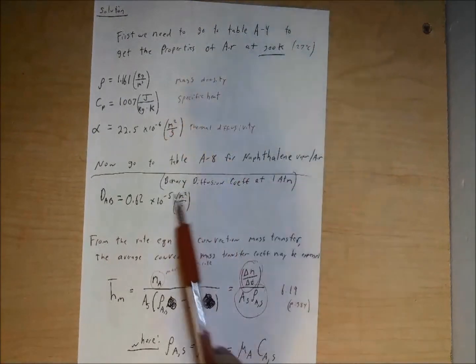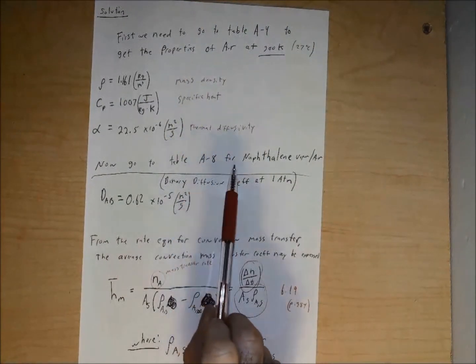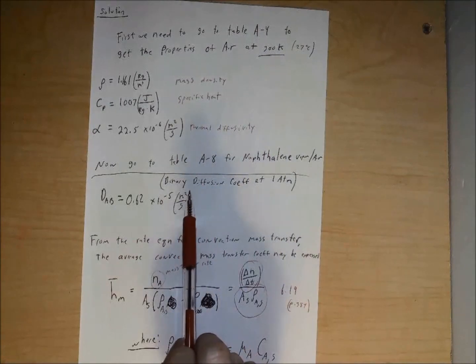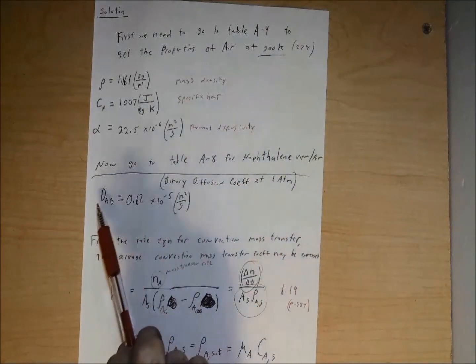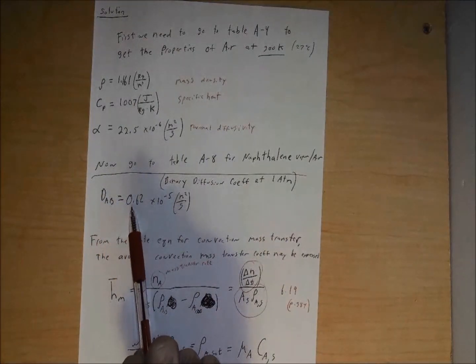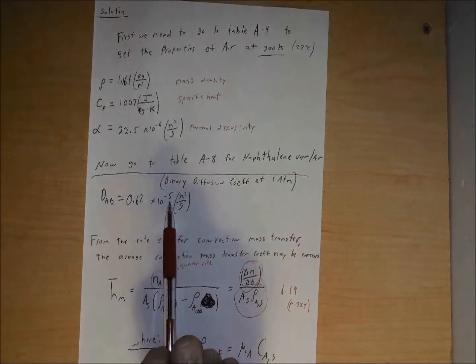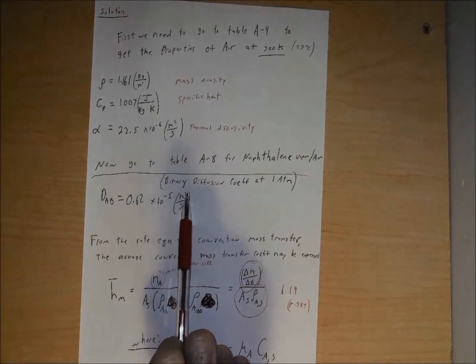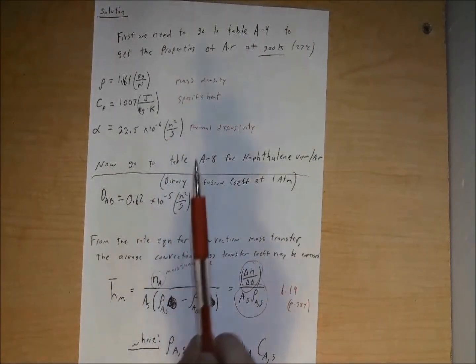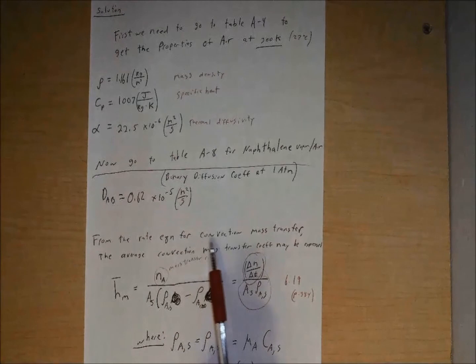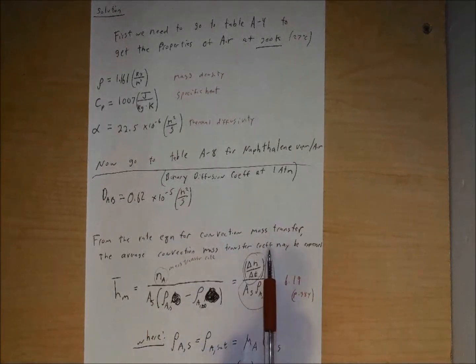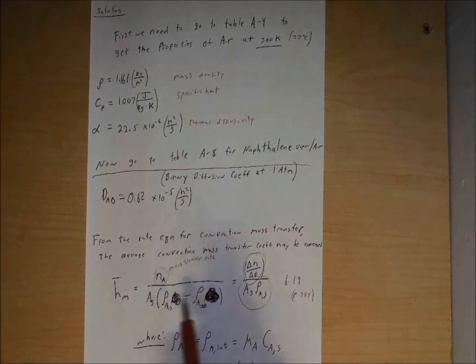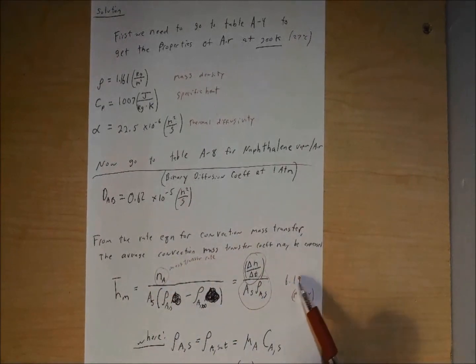Then we also went to table A8 for naphthalene, and we looked up our binary diffusion coefficient at this 1 atm. So we found D sub AB is equal to 0.62 times 10 to the negative 5th meters squared per second. Now, from the rate equation for convection mass transfer, we have that the average convection mass transfer coefficient may be expressed by the following. And this comes from equation 6.19 on page 384 of our textbook.